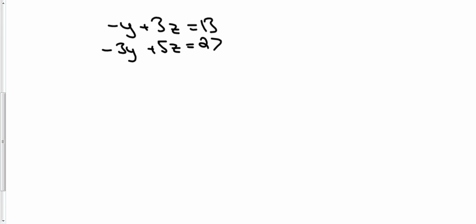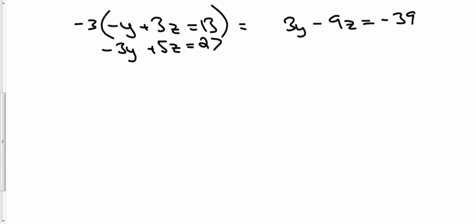Looking at this, I could use substitution because this y is by itself. So I could use substitution if I wanted to. I'm just going to take the entire first equation and multiply it by negative 3. That will get the y's to cancel each other out. So this equivalent equation is going to be 3y minus 9z is equal to negative 39. Okay. And my old equation was negative 3y plus 5z is equal to 27.